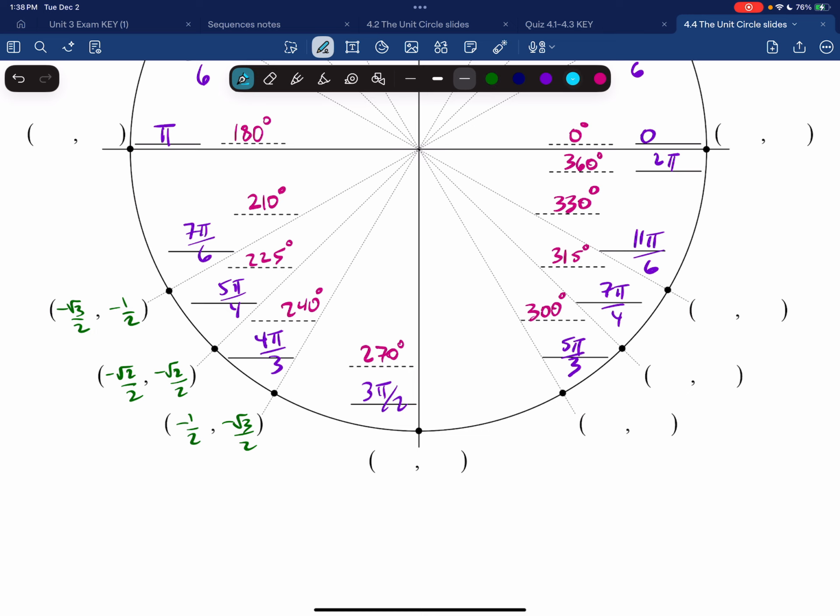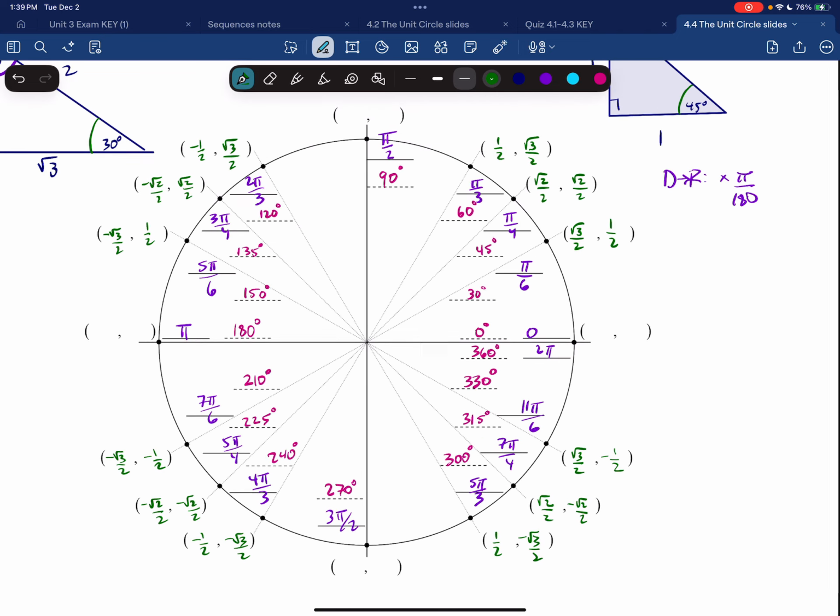All right, and once again, we can think of this as a reflection. So this point at 4 pi over 3, if I reflect it over the y-axis, will become this point at 5 pi over 3. So now we're at the positive side of the x-axis, but the negative side of the y-axis. So our x values are positive, our y values are negative, but they're just reflections across the y-axis. So this will be positive 1/2, negative root 3 over 2, positive root 2 over 2, negative root 2 over 2, and finally, positive root 3 over 2, negative 1/2.